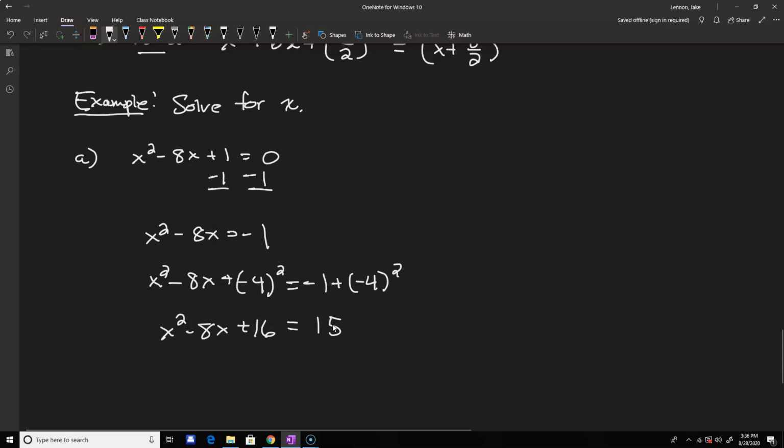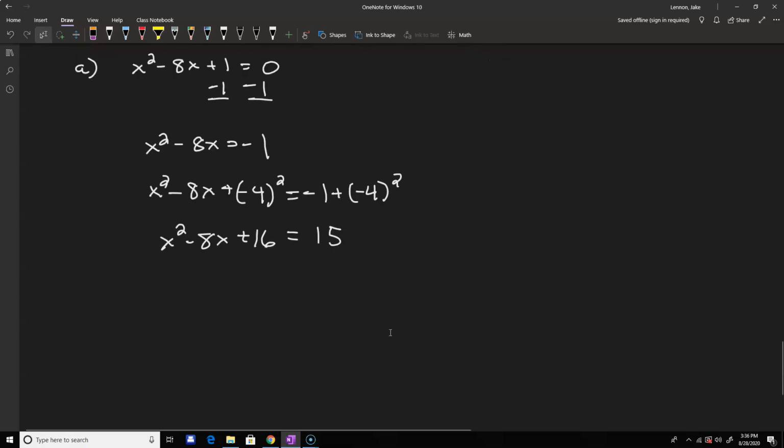Okay, well, now we know that the left-hand side will factor into a perfect binomial square, and that perfect binomial square is x minus 4 quantity squared.